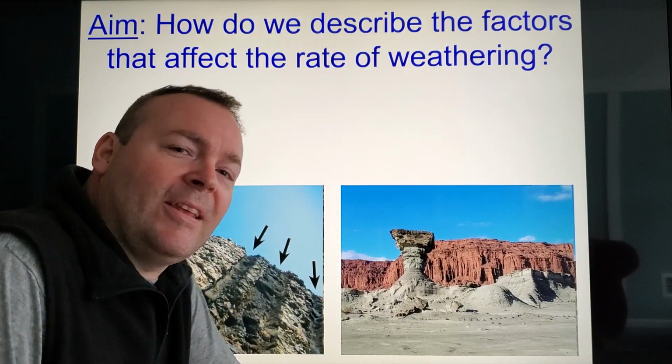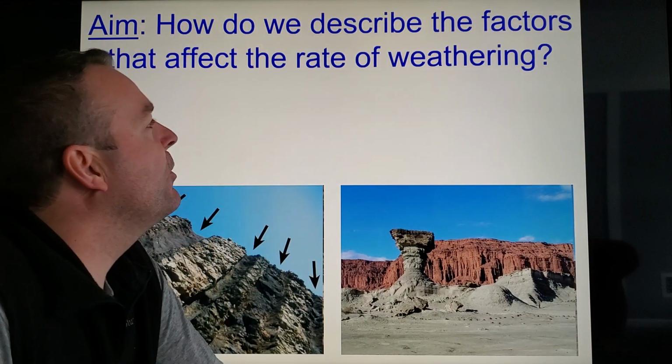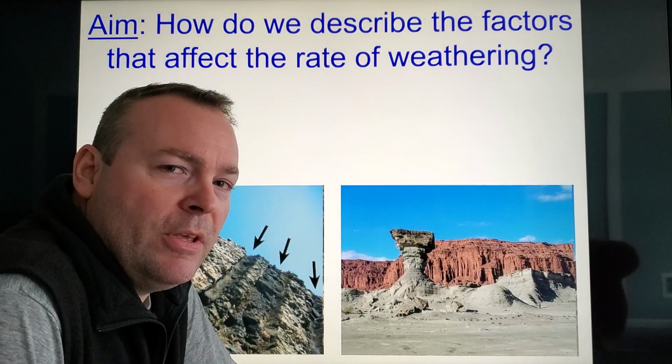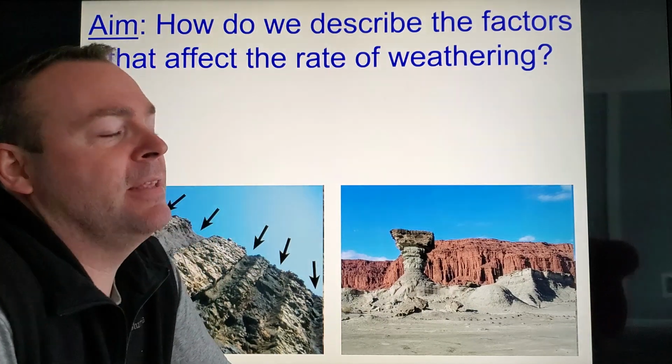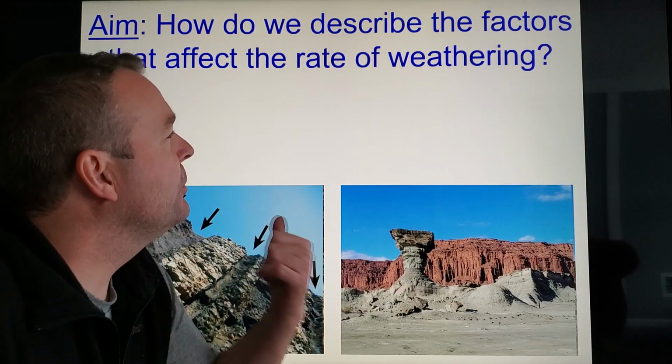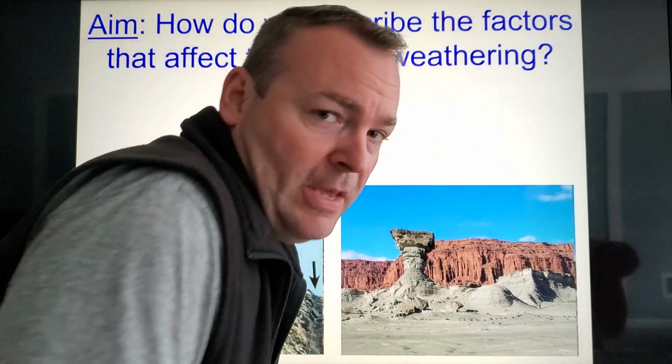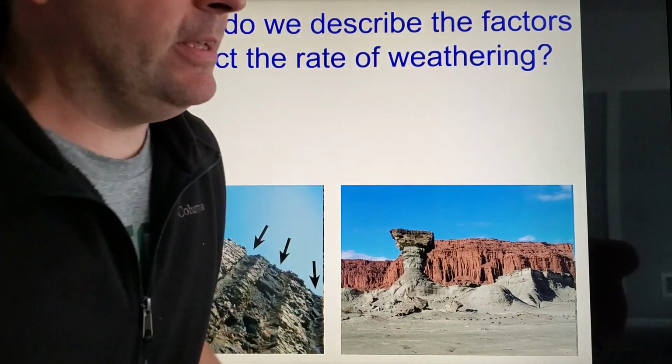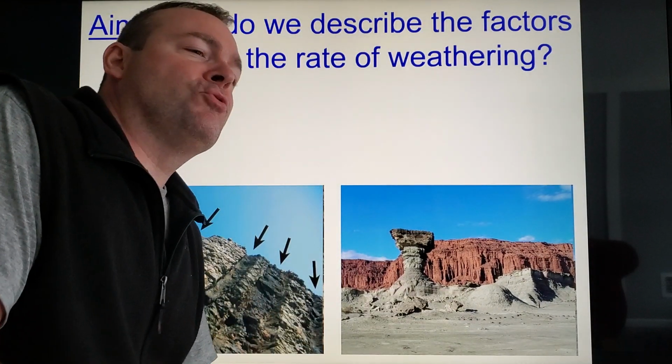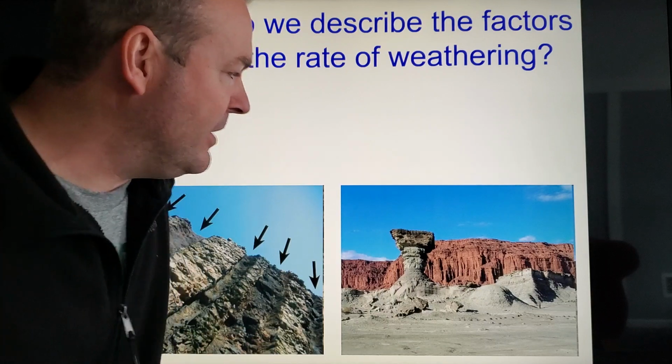All right, hello out there, folks. We're venturing on in our weathering unit here, right? We talked about physical weathering, then chemical weathering. And today we're going to talk about the rates of either type of those weathering, right? How quickly it happens, what can affect those rates, speed them up, slow them down, etc.